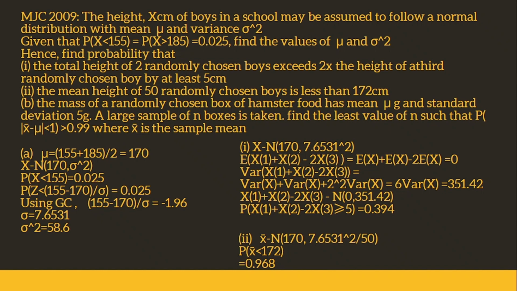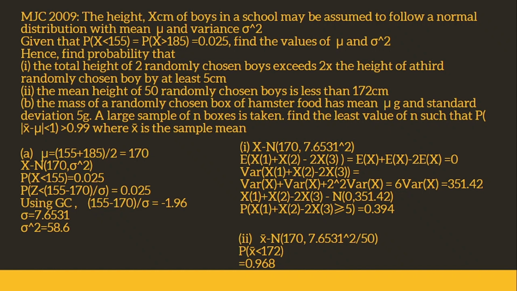Then for part B, the mass of a randomly chosen box of hamster food has mean mu and standard deviation 5 gram. So a large number of boxes is taken. Find the least value of n such that the probability of |x bar minus mu| less than 1 is greater than 0.99, where x bar is the sample mean.